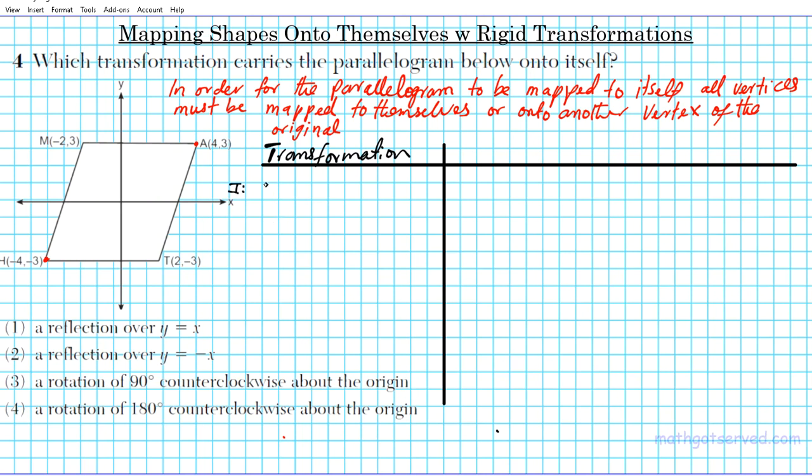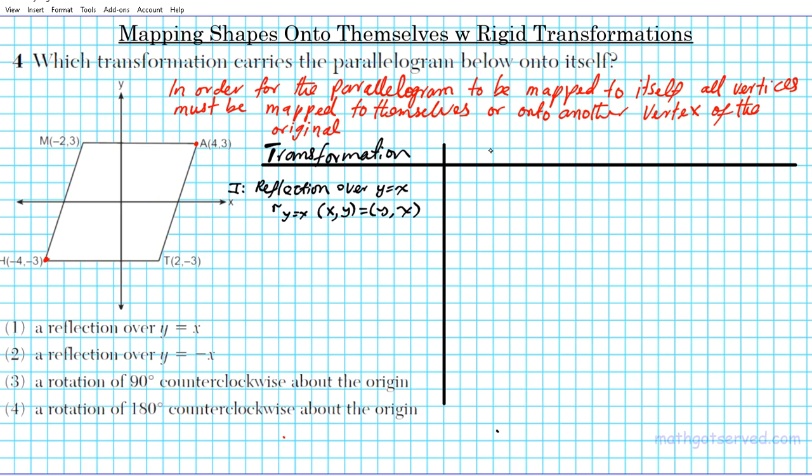For option number 1, we have a reflection over y equals x. For a reflection about y equals x, what happens is that the coordinate xy gets switched to yx. So you just interchange the coordinates.